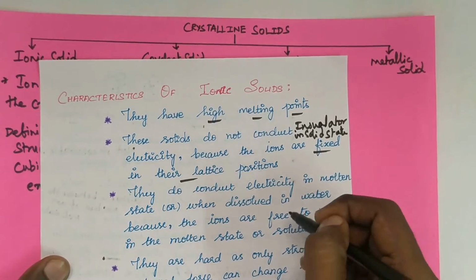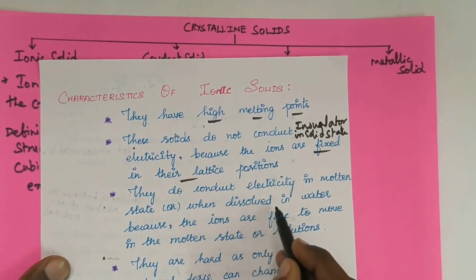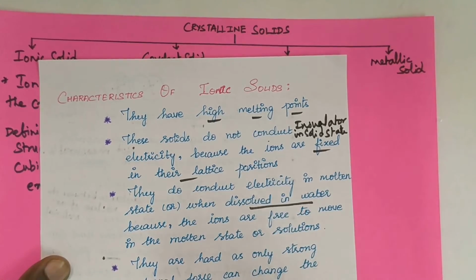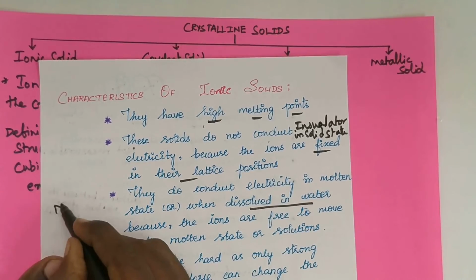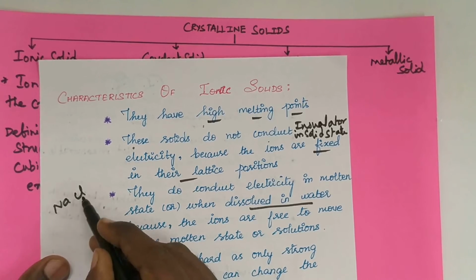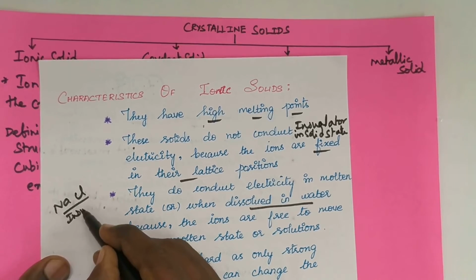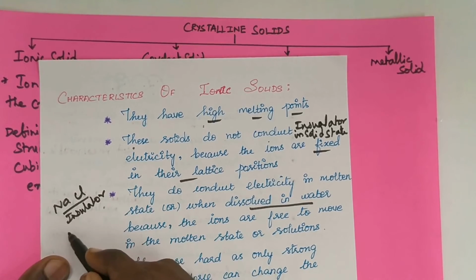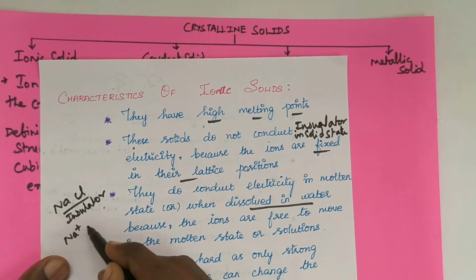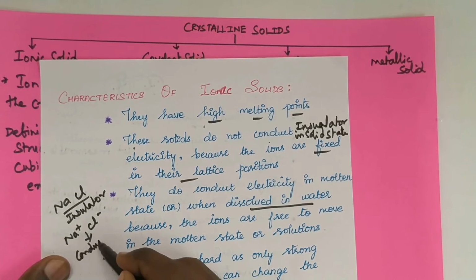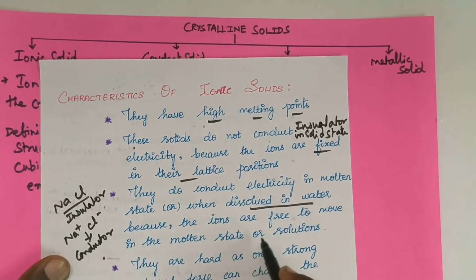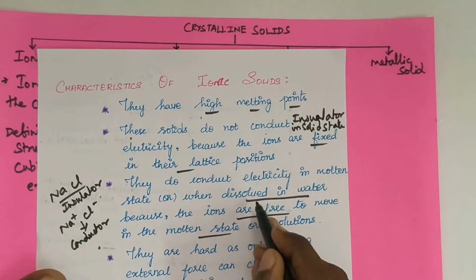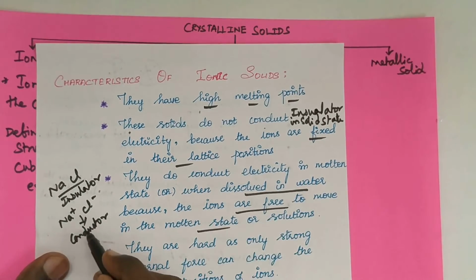When we dissolve an ionic solid in water, it acts as a conductor. Take the example we already saw, NaCl. In the solid, it acts as an insulator. When dissolved in water, it splits up into Na plus and Cl minus. In this case, it acts as a conductor because ions are free to move from their positions in the solution.